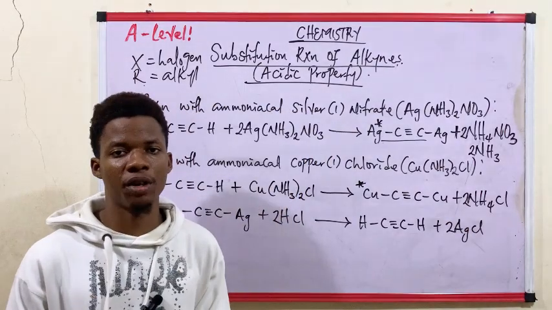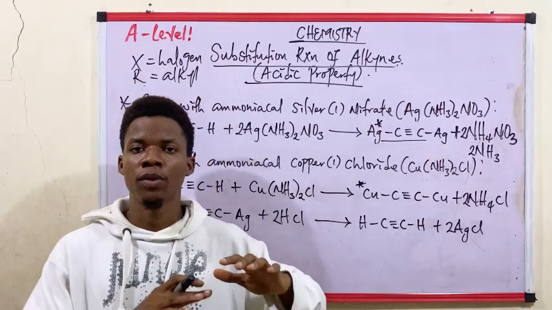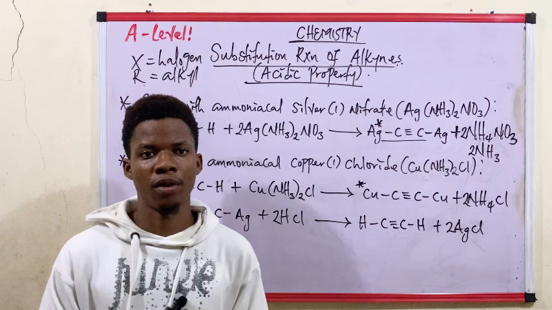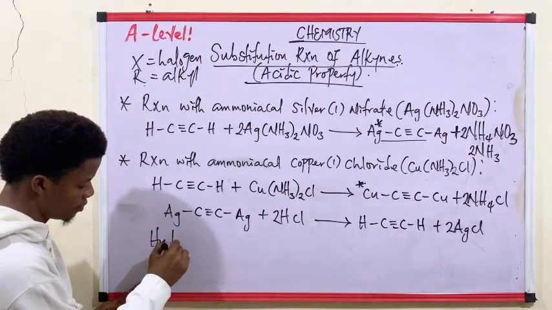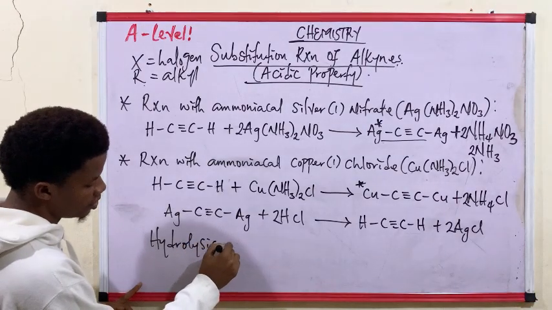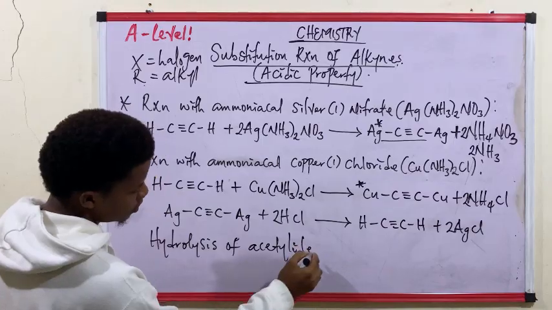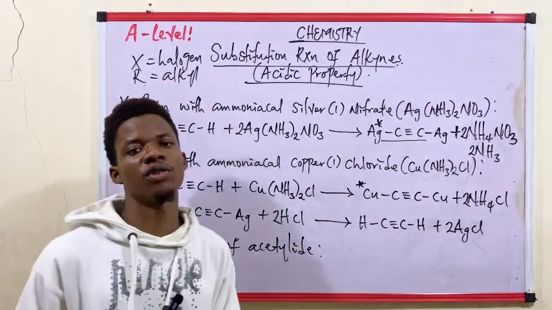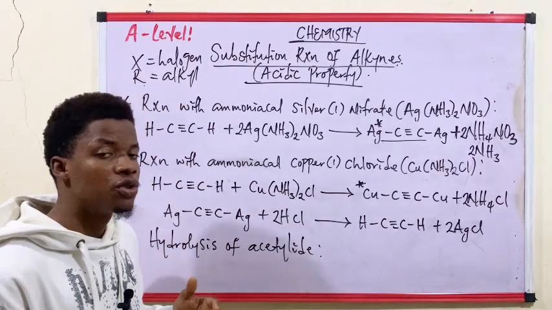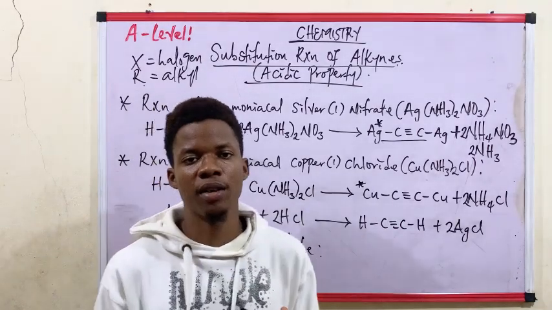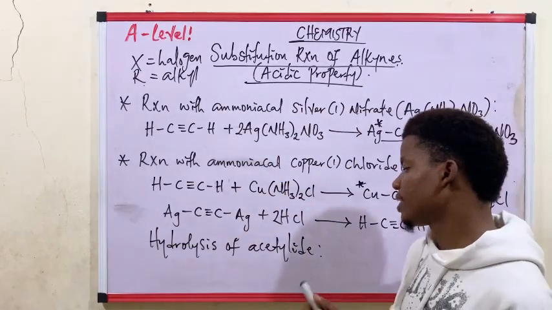The final thing we're going to talk about is the hydrolysis of acetylide. Hydrolysis of acetylide. Now, when we are talking about hydrolysis, what does hydrolysis mean? Hydrolysis means using water to cause breakdown of a compound. So when you use water to cause breakdown of a compound, you have carried out hydrolysis. So, hydrolysis of acetylide.